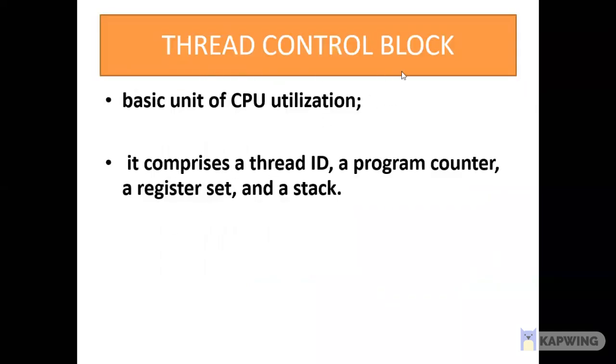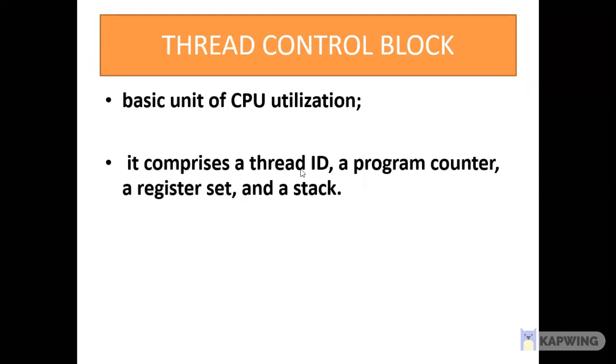A thread has a TCB, thread control block, while a process has a PCB, process control block. The thread's TCB is the basic unit of CPU utilization. It comprises a thread ID, same as your process ID; the process control block has your process ID. Now the thread will have a thread ID, then your program counter, register state, and stack, same as the PCB. Instead of P, we go for T.